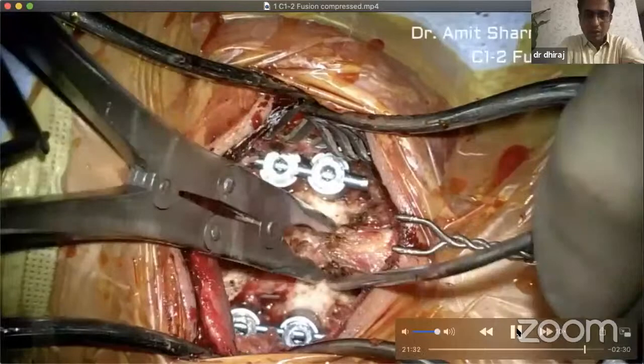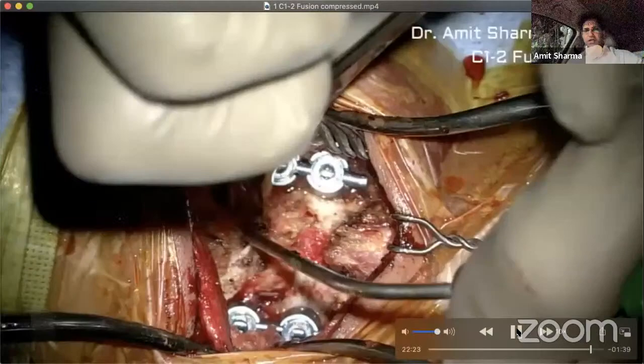Is it a microscopic picture? This surgery was done under the microscope. Just basically, I wanted to record this surgery. That's why it was done under the microscope.